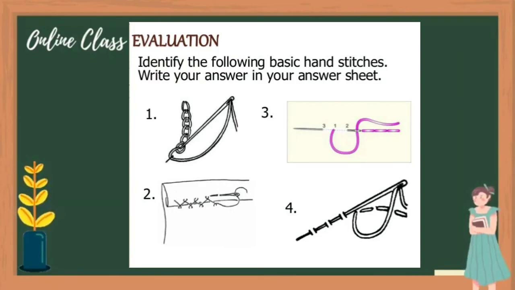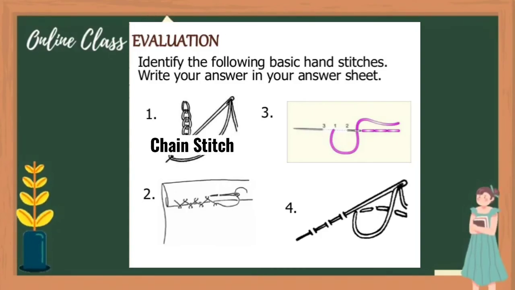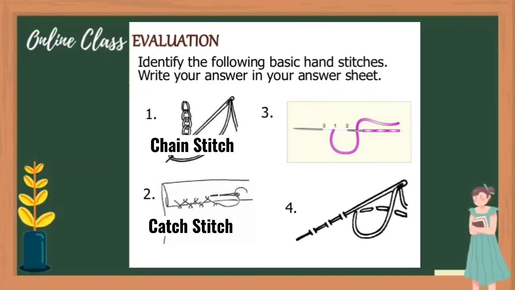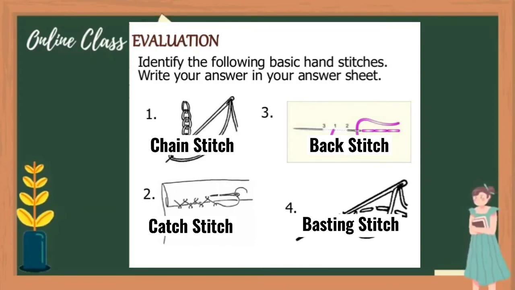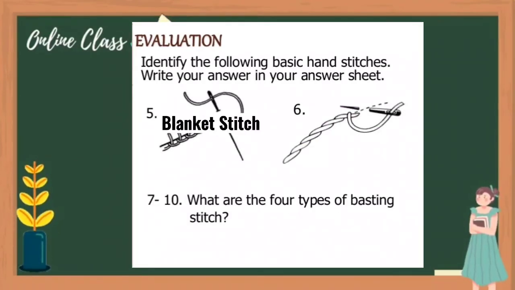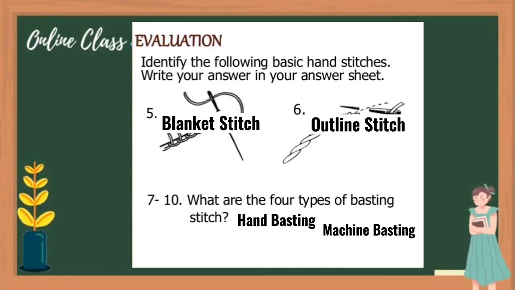Okay, so let's check your answers. Number 1, the correct answer is chain stitch. Number 2, okay, catch stitch. Number 3, back stitch. And then number 4, basting stitch. Number 5, blanket. And then number 6, outline stitch. Very good. Okay, from 7 to 10, what are the 4 types of basting stitch? Okay, we have hand, machine, pin, and then basting edges with iron.